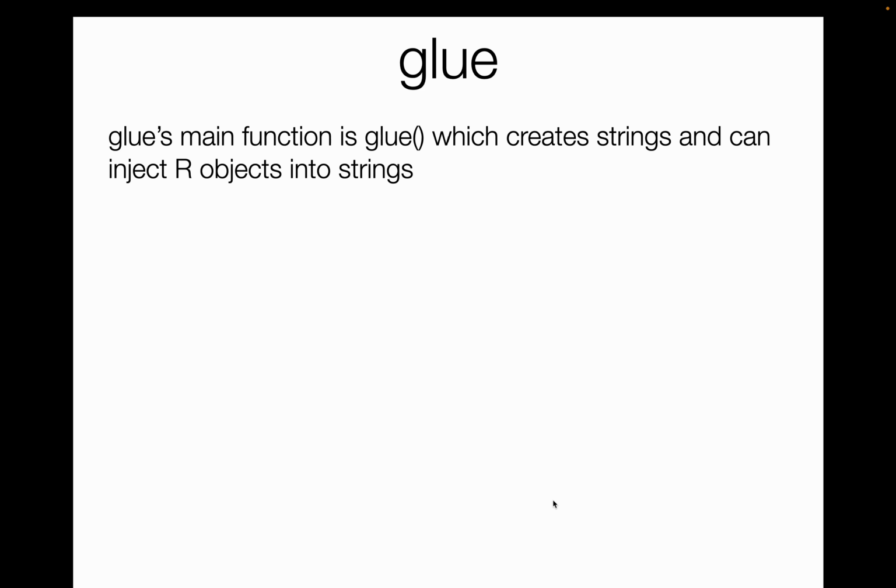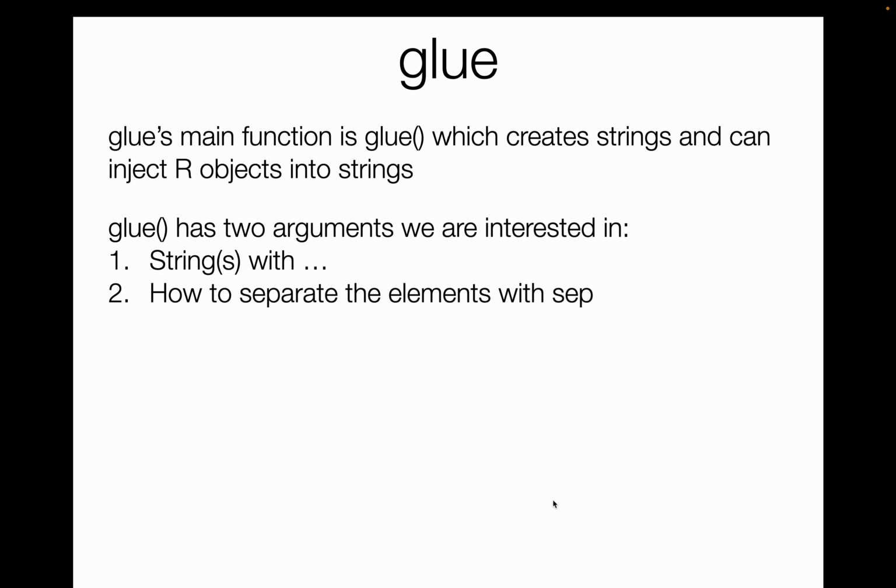So glue is a smaller package with a more refined goal: string injection. Glue's main function is the function glue, in the package glue. It creates strings and can inject R objects into strings. It has two arguments that we're interested in. The strings that you want to do stuff with or create, and that's the ... operator. And then, of course, how to separate the elements, and that's the sep argument, not operator, I'm sorry.